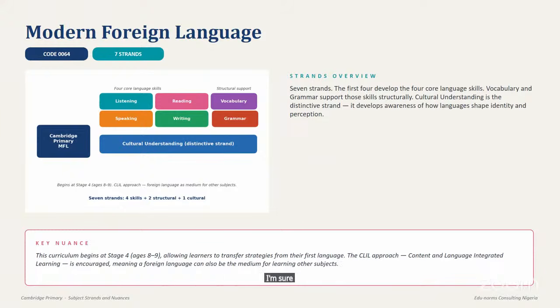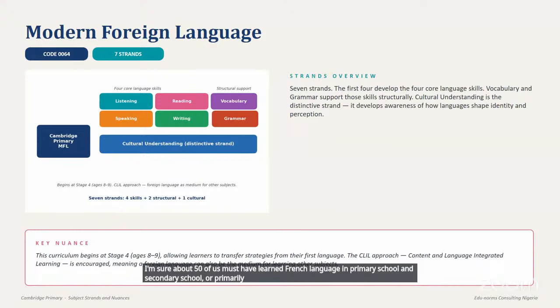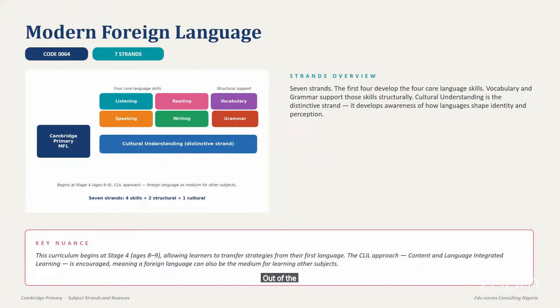I'm sure about 50 of us must have learned French language in primary school and secondary school. Out of the 50 of us that learned, less than 5 of us can make 3 sentences correctly in French, despite learning it for 8 years, year 1 to 5, JS 1 to 3. 8 years of a language, yet you cannot say to me 4 sentences.